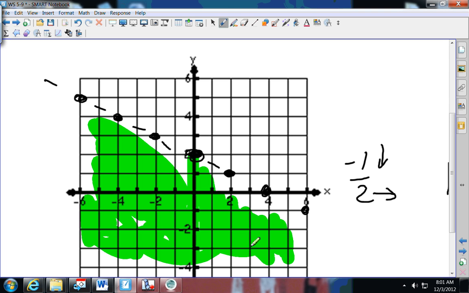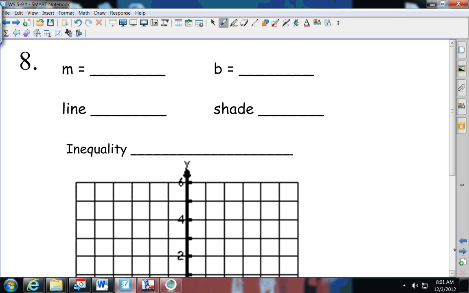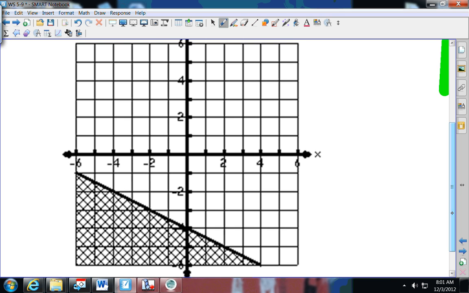Next, it should be the back part of your paper. Now you're going to have to figure out what the equation is from the graph. Or did I skip one? Okay. Let's see here. Oh, yeah. There it is. All right. I'm going to put m over here, b, line, shading, just because I can't see it up there.